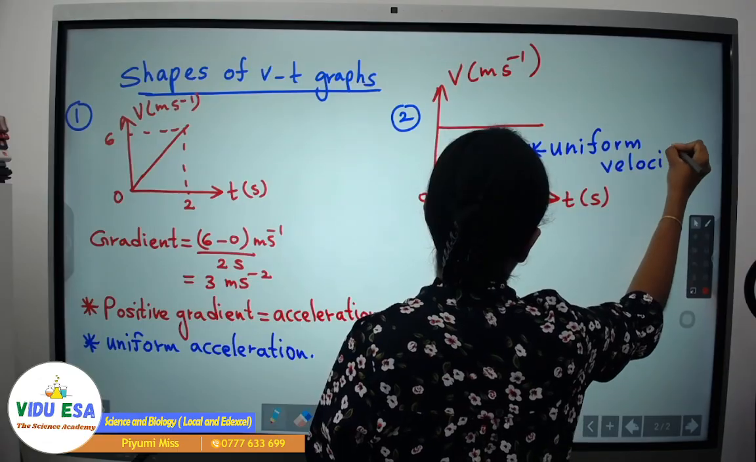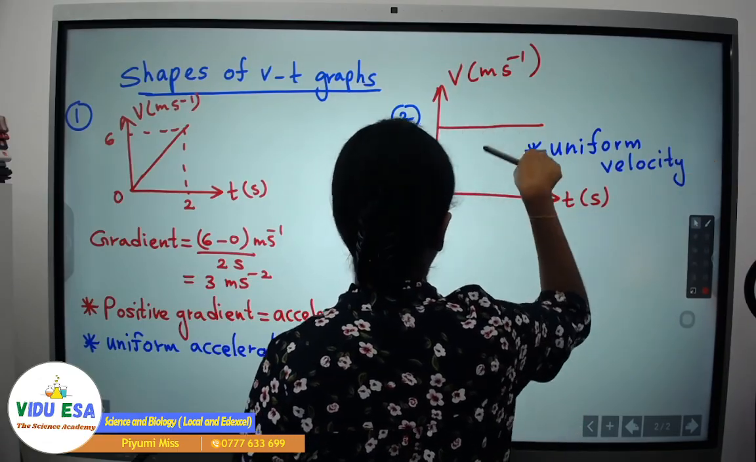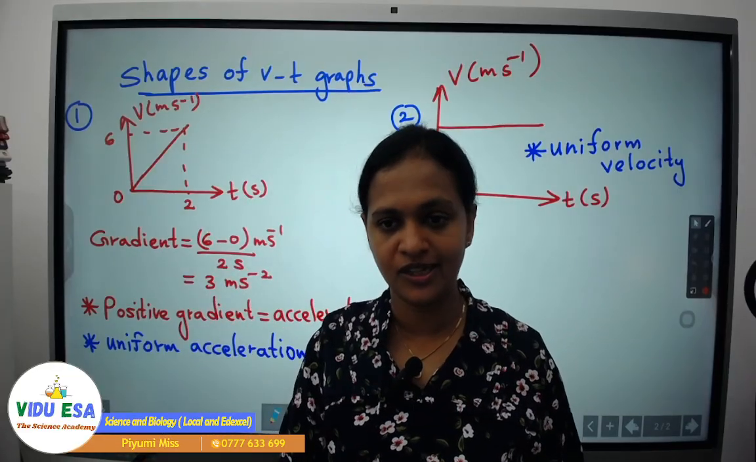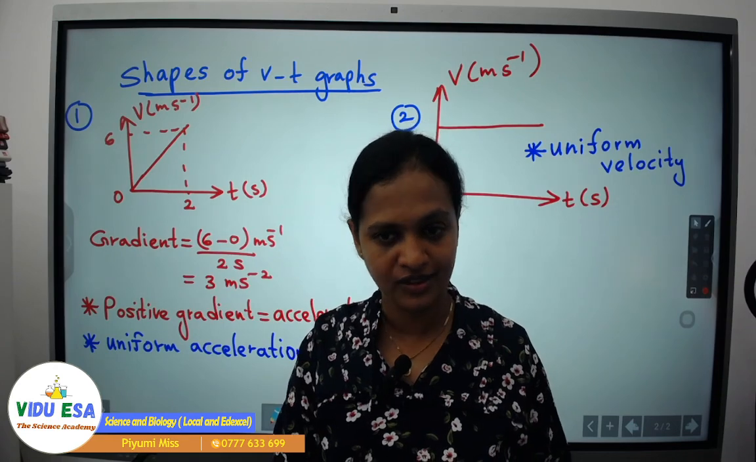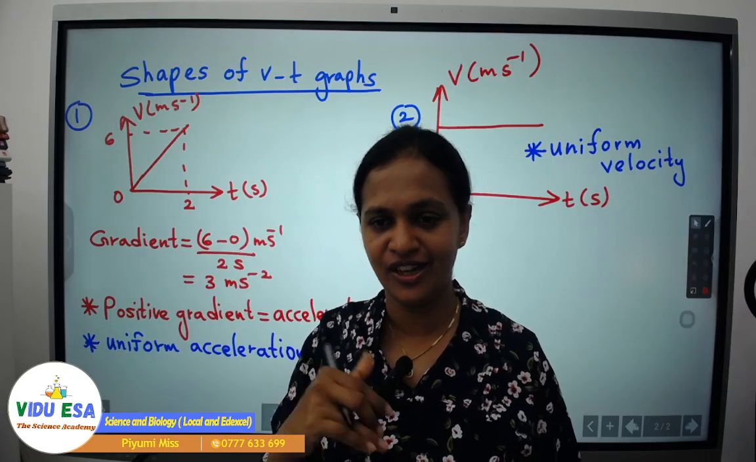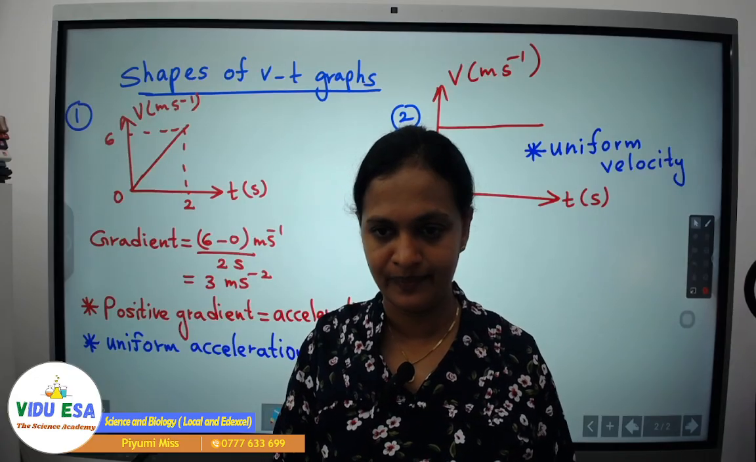Only thing is that when you are given a graph, you have to look at the axis, whether it is a displacement time graph or a velocity time graph. Then read the graph. Then the VT graphs and ST graphs will not get mixed up. Right?